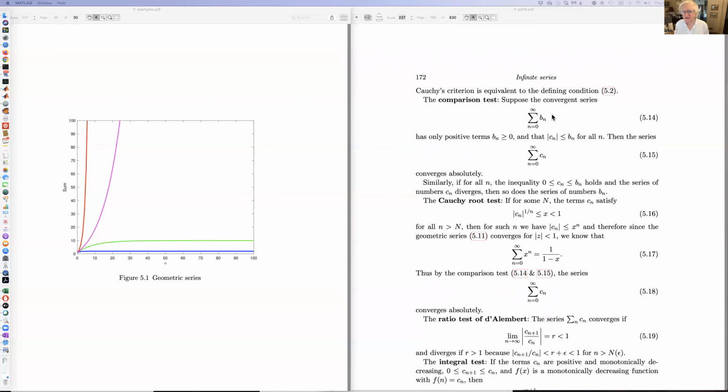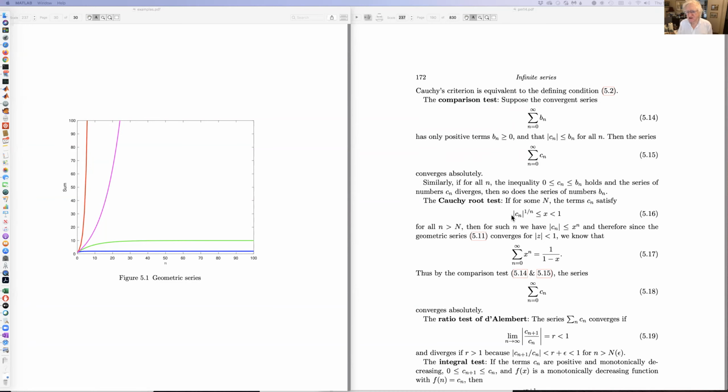There's also a comparison test, which is kind of obvious. If you have a convergent series with positive terms and you have some numbers such that their absolute values are less than this, then clearly this series C sub n converges. And not only does it converge, but it converges absolutely, because the absolute value of the C sub n is always less than that, and this converges. So there you are. On the other hand, if we have two series and they're both positive, and the B series is bigger than the C series and the C series diverges, then so does the B series.